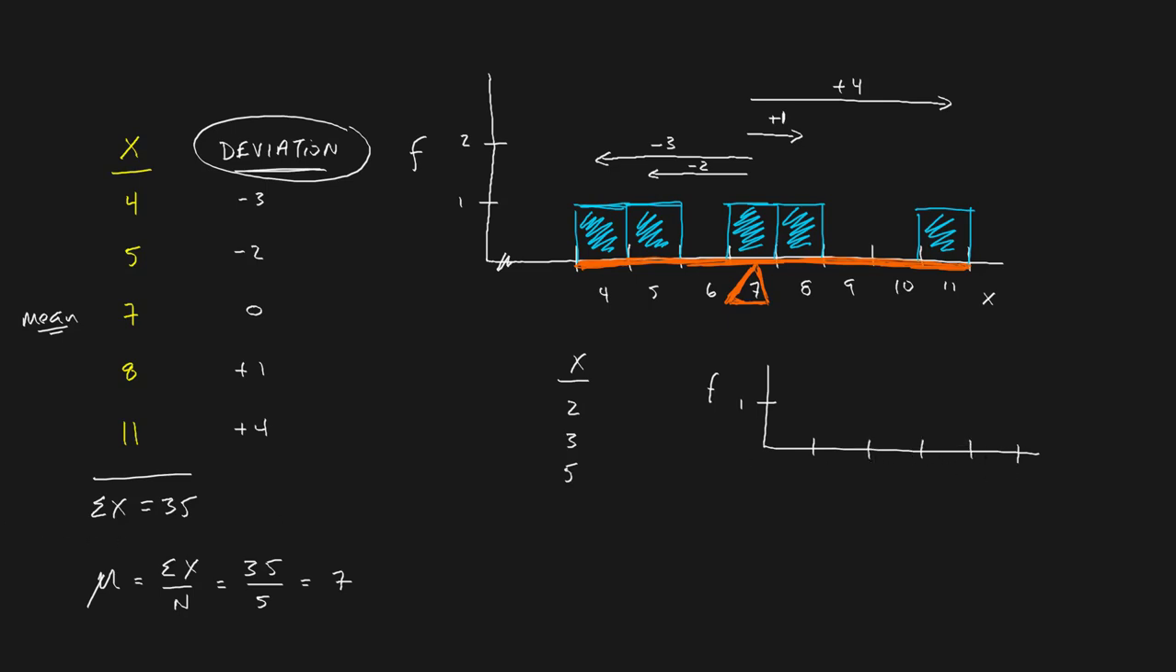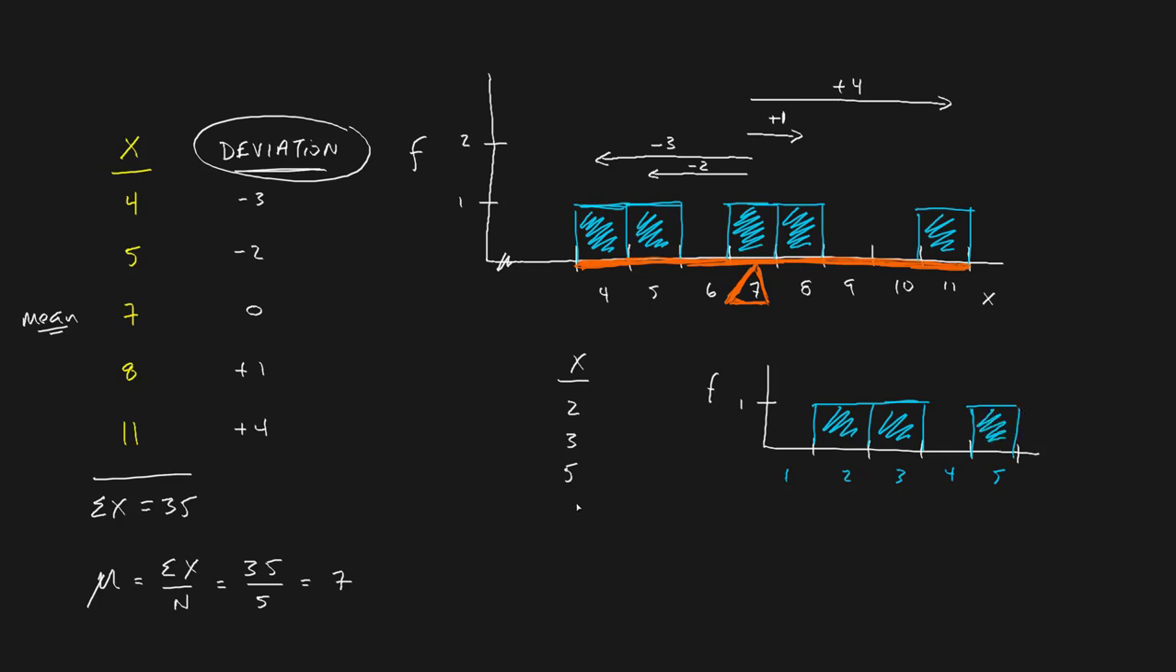Let's say that this is 1, 2, 3, 4, 5. And if I wanted to draw this out, actually, let's put some numbers in here. 1, 2, 3, 4, 5. I have a 2, and I have a 3, and I have a 5.